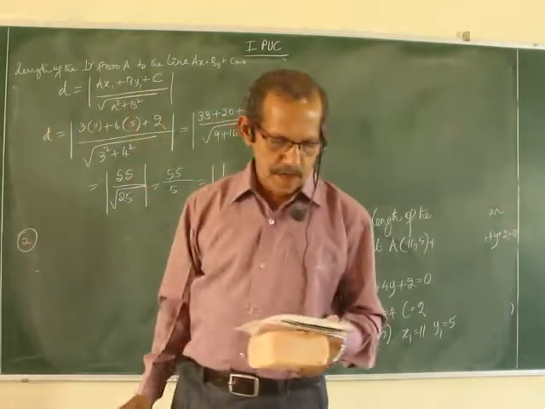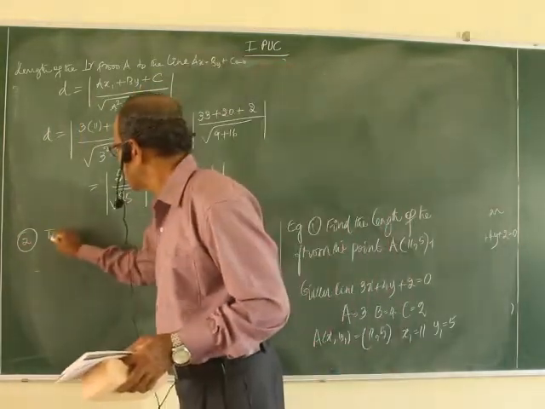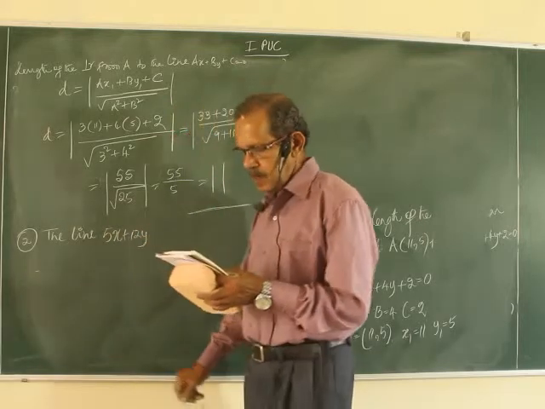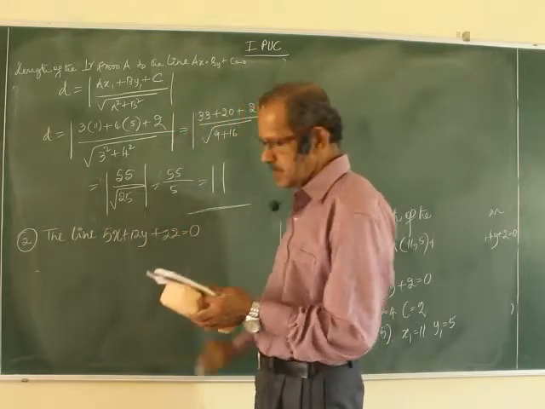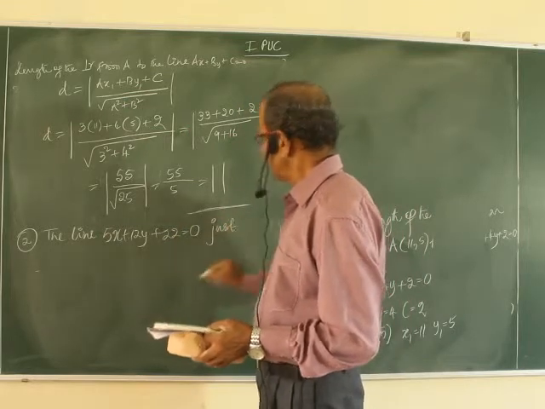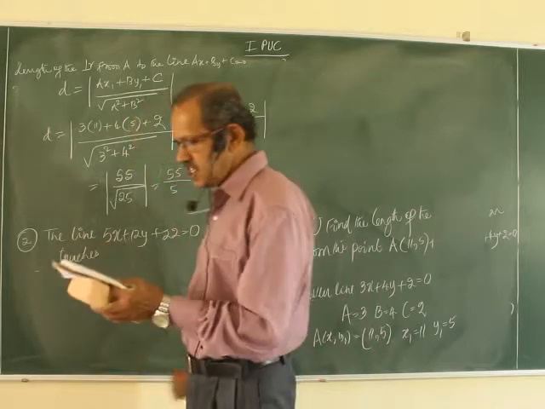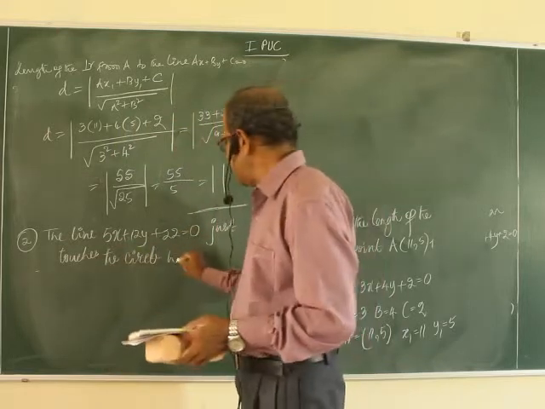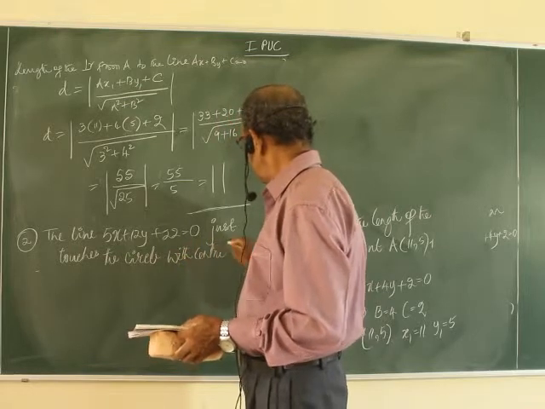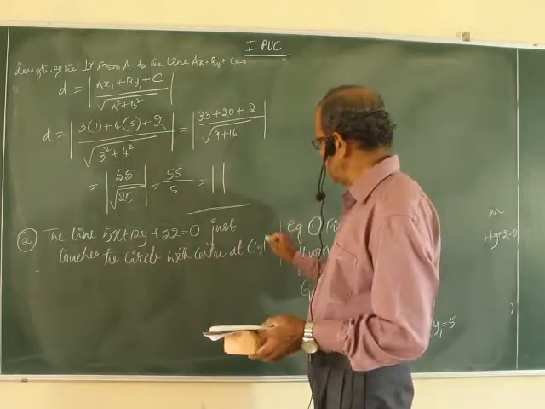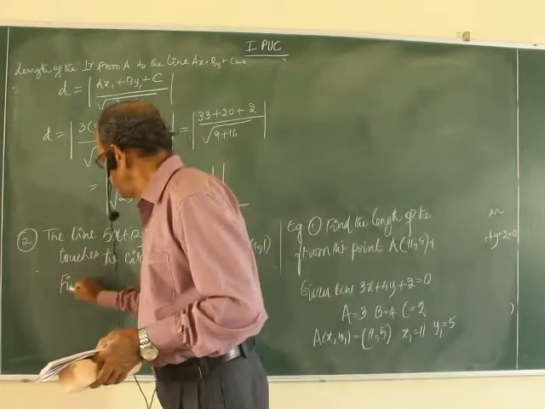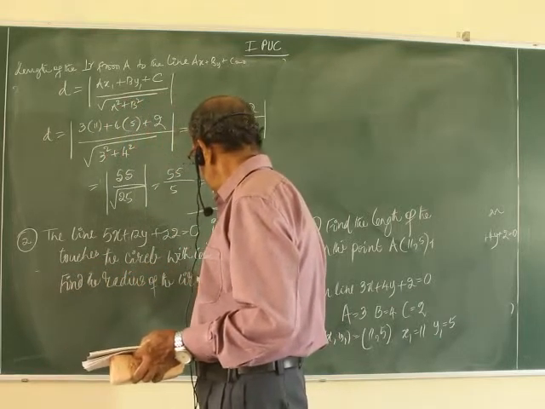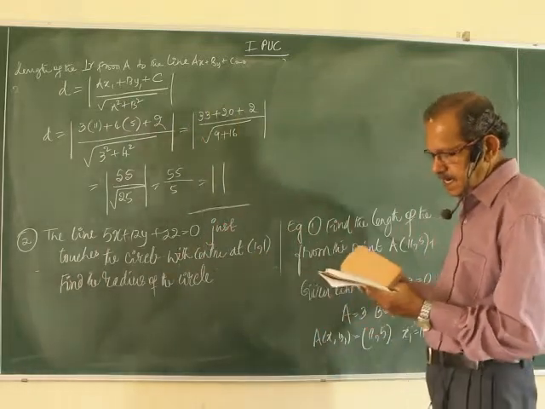Problem number 2. The line 5x plus 12y plus 22 equal to 0 just touches the circle with the center at (1, 1). Find the radius of the circle.